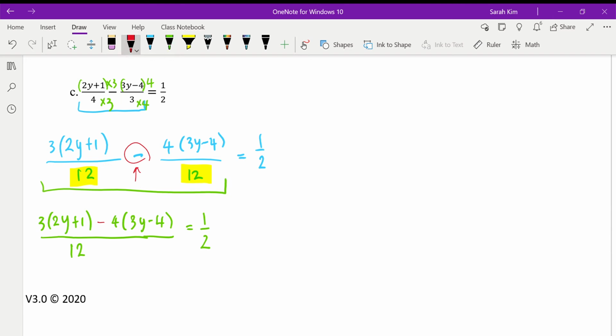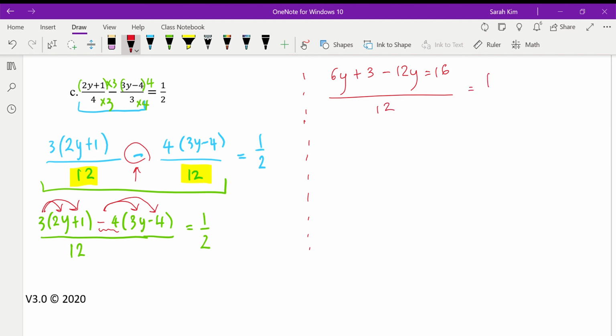Alright, so what I'm going to do now is expand these brackets. So I'm going to write it over this side. So 3 times 2y is 6y. 3 times 1 is 3. Remember there's a -4, so -4 times 3y is -12y. -4 times -4 is 16, divided by 12, is a half.